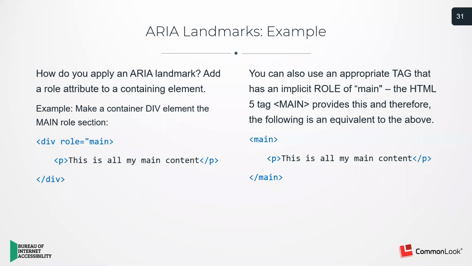So in reviewing ARIA landmarks, how do you apply an ARIA landmark? You simply add a role attribute to a container element. So you can make a container div element the main role section by simply adding role equals main. And that way assistive technologies will understand and recognize that area as a landmark, and they'll be able to jump directly to your main content, even without using a skip link or other navigation methods.